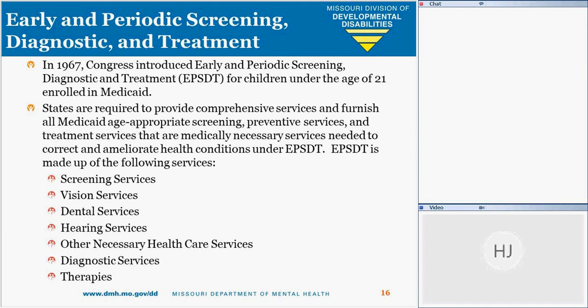And that we provide comprehensive services, all Medicaid age-appropriate screening, preventive services, and treatment that are medically necessary for children under the age of 21. So that includes vision, screening, dental, hearing, anything else that would be identified as medically necessary, diagnostic services, and therapies. So oftentimes when you're trying to access waiver services for children under the age of 21, we work with MoHealthNet to ensure that you've accessed the state plan services first.